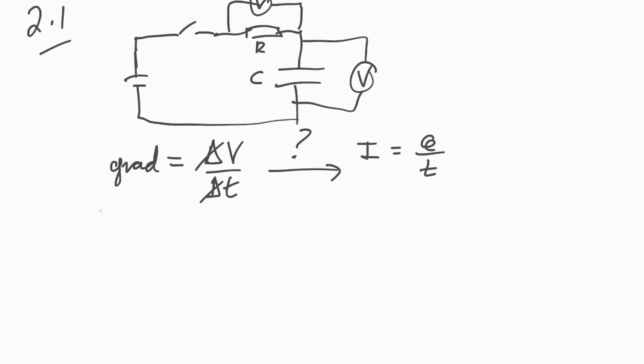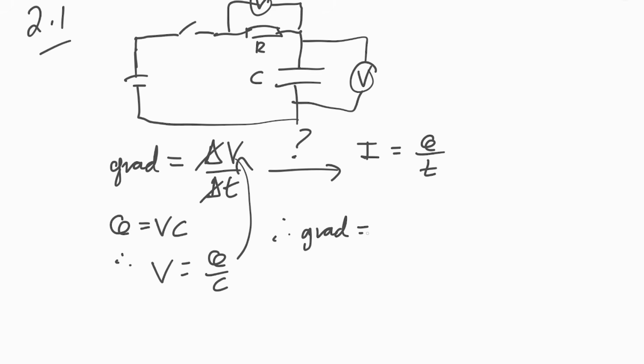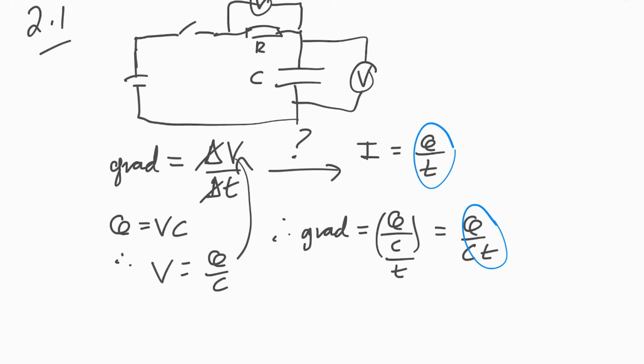So we're going to have to use our capacitance. It's a little bit annoying that the question implies it's just the gradient that you use, but no, we need to know the capacitance as well. Q equals CV. So I'm going to replace V with Q over C. Therefore, the gradient is equal to Q over C over T, or in other words, Q over CT. So as we can see, this and this are the same. Therefore, the gradient is equal to the current divided by the capacitance.